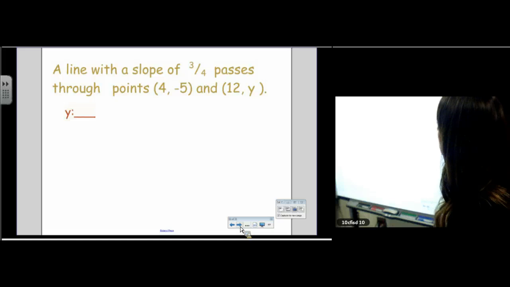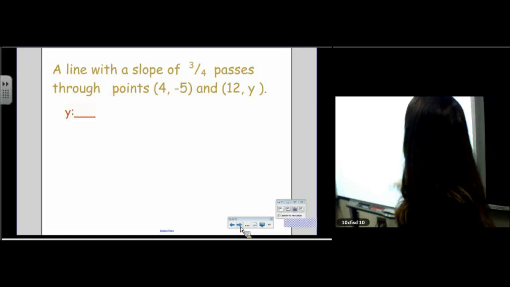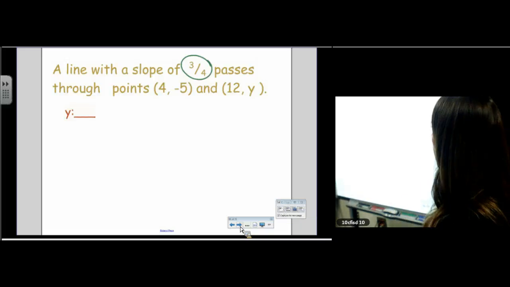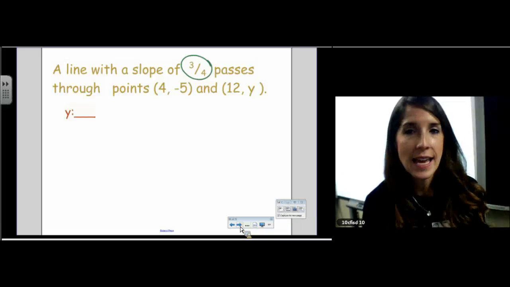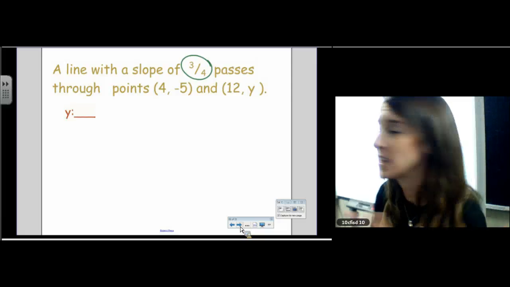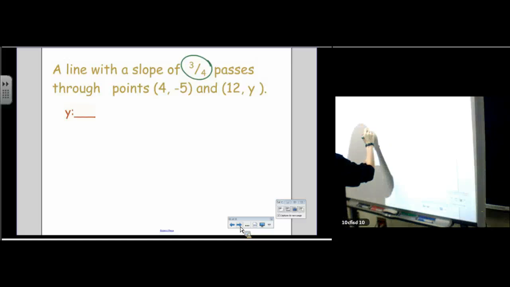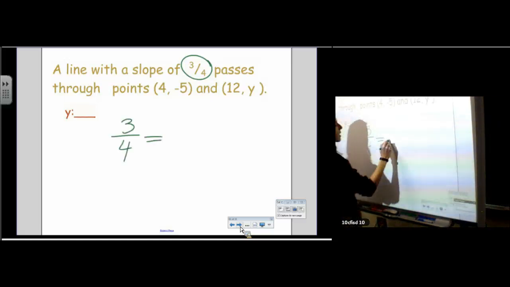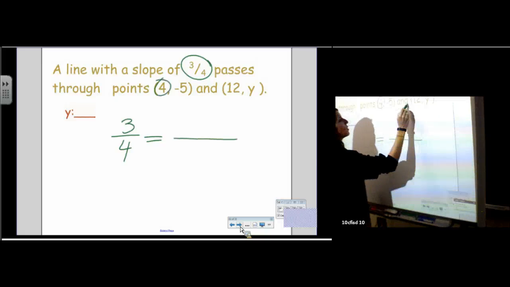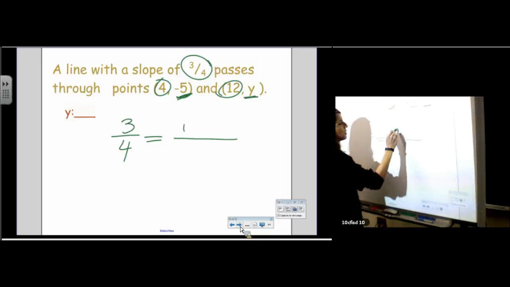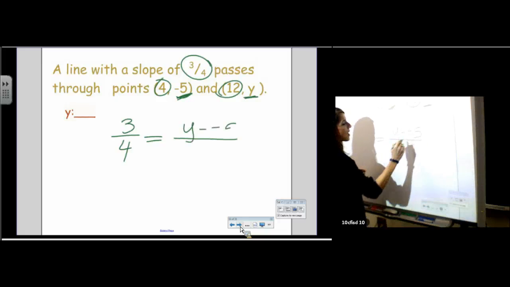Okay, I think this is our last one. A line with a slope of 3/4 passes through those points, find y. So this is like yesterday. I'm giving you the answer and you're trying to find the question. It's kind of like Jeopardy. So 3/4 is the slope. To find the slope, you do delta y over delta x. So y minus y over x minus x.